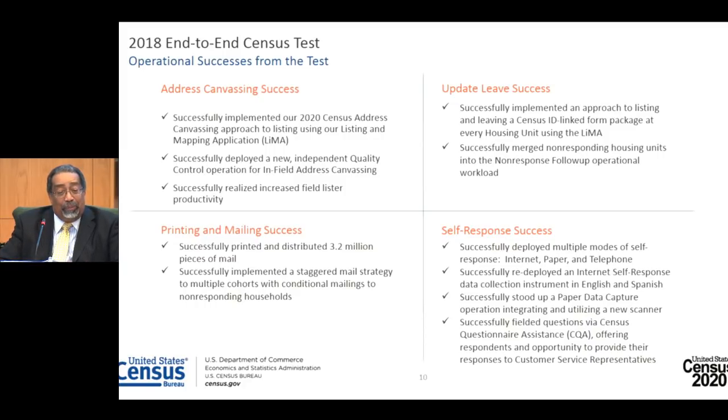For mailing and printing, we successfully printed and distributed 3.2 million pieces of mail, and successfully implemented a staggered mail strategy to multiple cohorts with conditional mailings to non-responding households. On the other hand, the other side of the coin, our print vendor declared Chapter 11, and we had to solicit new bids for our print contract.